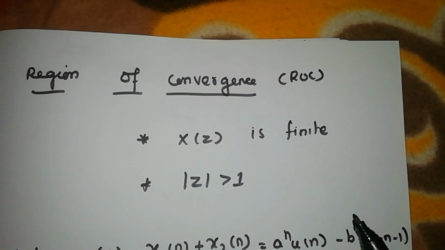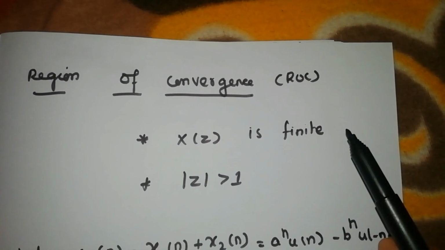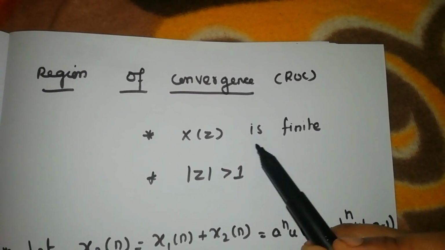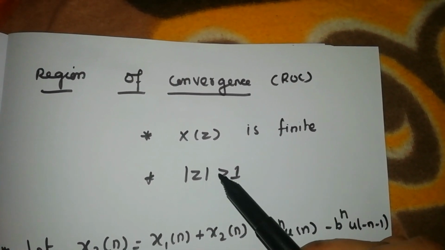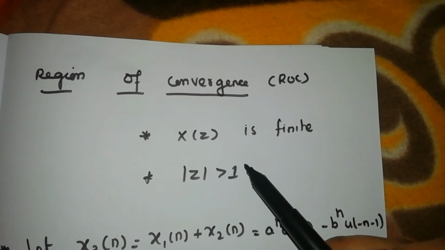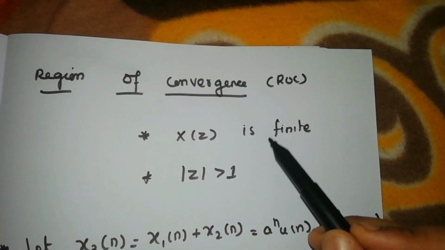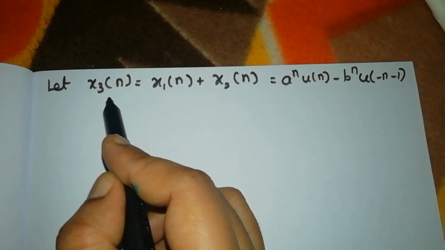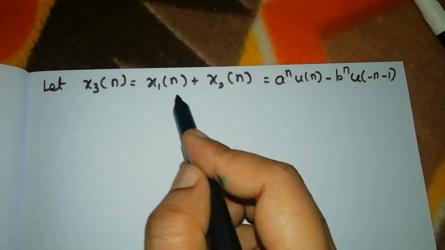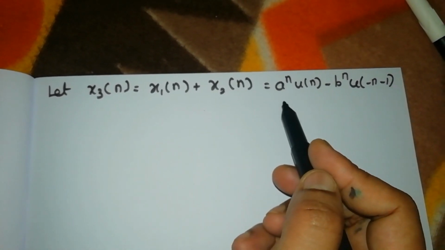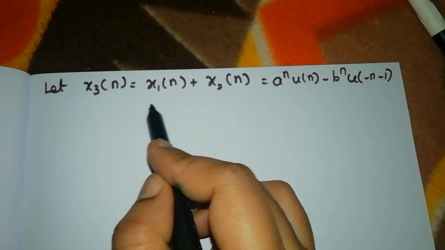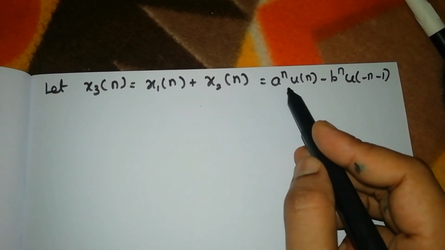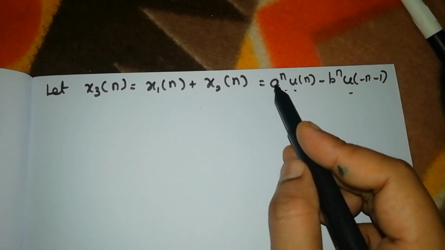And the next important point about this Z transform is region of convergence, ROC. And the conditions for ROC are X of z is finite and magnitude of z is greater than 1. And these are the two conditions for finding the region of convergence. And now we are going to find the Z transform of this equation and also the ROC for this sequence. Many questions in previous years were asked from this equation, and they just changed the a and b values. So this is a very important equation.